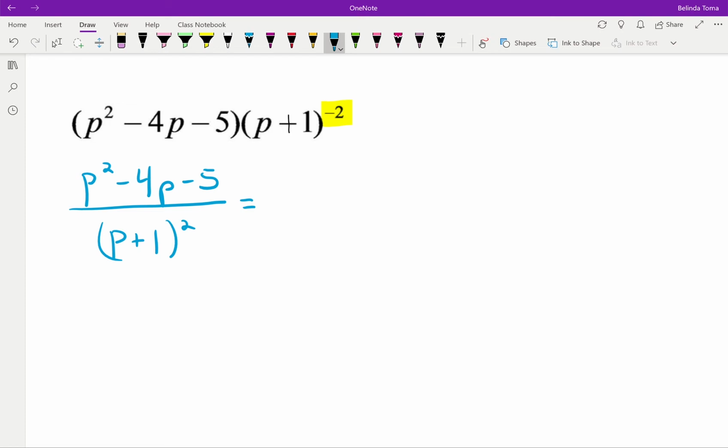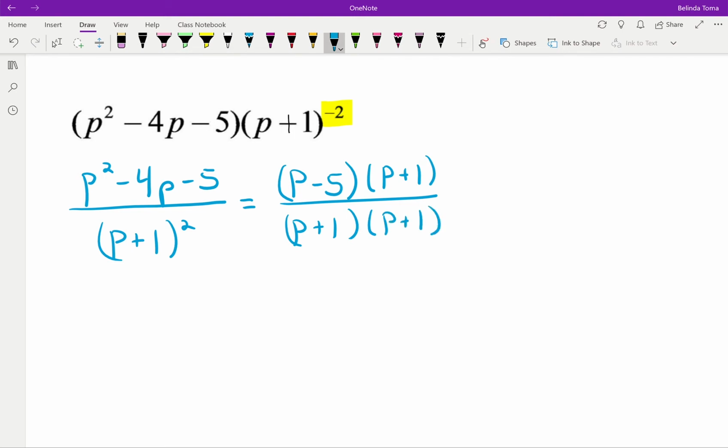Now I can go ahead and factor. So this is going to be p minus 5 times the quantity of p plus 1. And if I write the p plus 1 quantity squared in expanded form, it looks like this. So we have a common factor of p plus 1 in the numerator and the denominator, which allows us to simplify the rational expression to p minus 5 over p plus 1. Don't be tempted to cancel out these p's, because remember, we can't cancel unless we're in factored form and we have a perfect match.